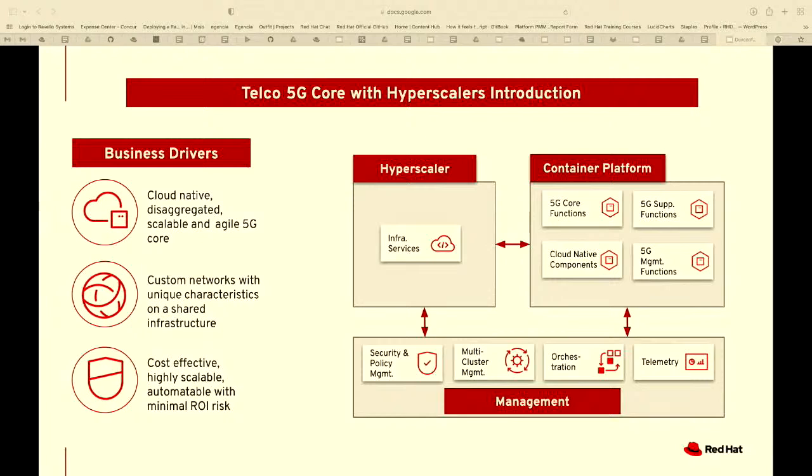You can see that they're trying to use the hyperscalers for infrastructure services. They are using a container platform. This could be on-premise, running on hyperscalers, but that's where their 5G core functions are running, right? And we'll look at some of these. And then underneath all this, they have a common management and orchestration layer that allows them to do a lot of things, like telemetry, the status of different containers or applications, cluster management, and security and policy management, and they have really big regulatory requirements. So they need to have good policy and security management. So that is where they're headed for 5G core.